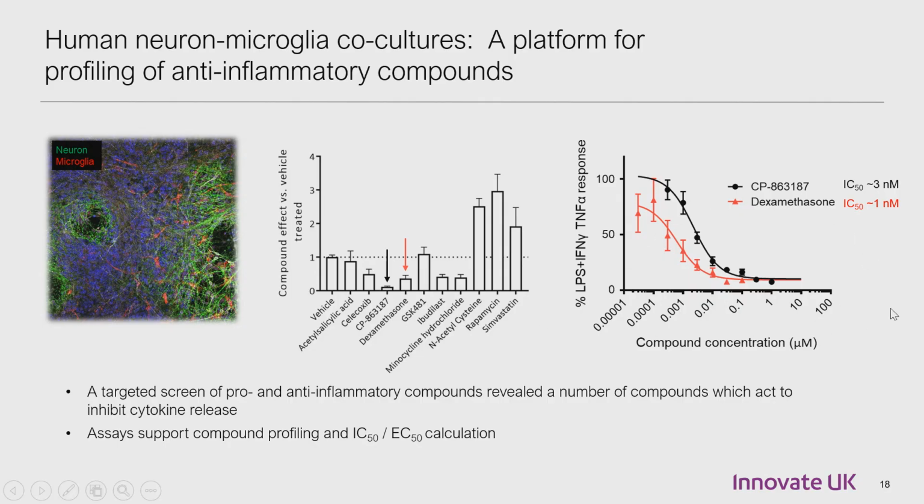And we went on to generate IC50s from concentration effect curves for both of these compounds, which are very much in line with the literature data. So this system is robust enough to produce data that can support compound profiling.